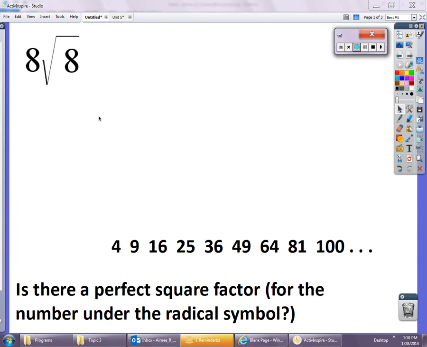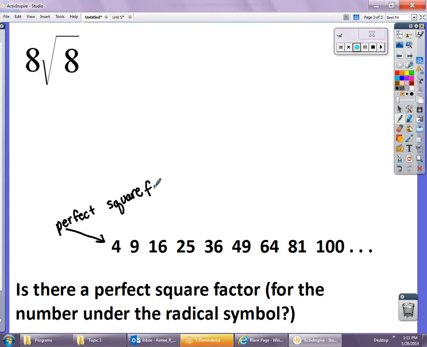Alright, so in this video I'm going to do a couple of examples of how to simplify radicals, which is going to be what your quiz is on tomorrow. Now it is really important that you know these numbers here, which are your perfect square factors. Okay? Because that's how you are going to simplify radicals. Okay, is using these perfect square factors.